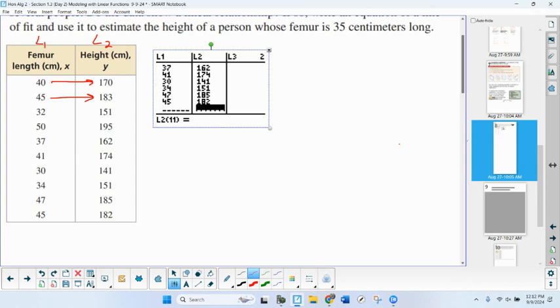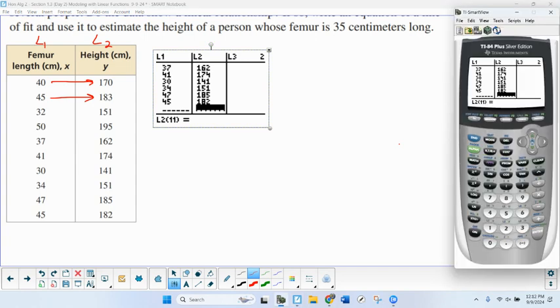Now it says go to y equals. If you have anything in your y equals, clear them out. If you have anything in y equals, just press clear.